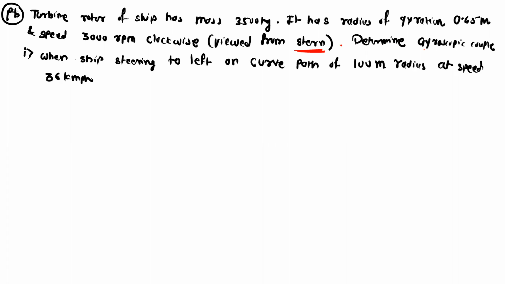We have to determine the gyroscopic couple, and the condition given is when the ship is steering to the left on a curved path of 100-meter radius at a speed of 36 kmph. So this 36 kmph is the linear speed of the ship. We will take this as V.